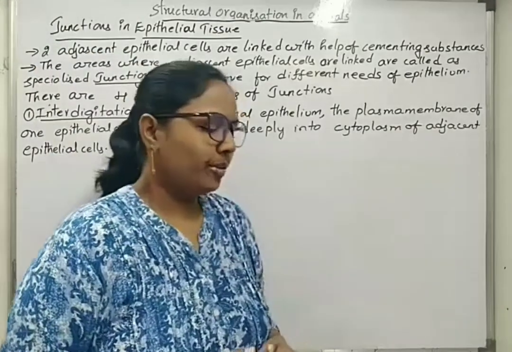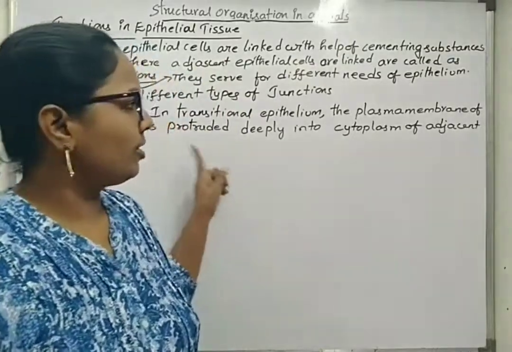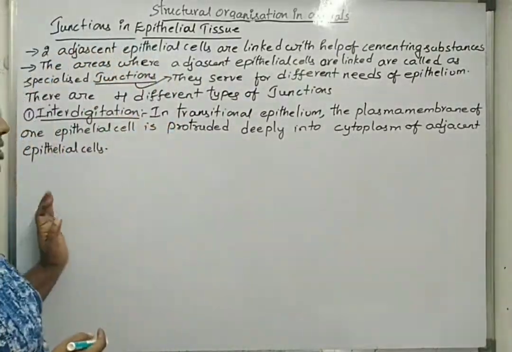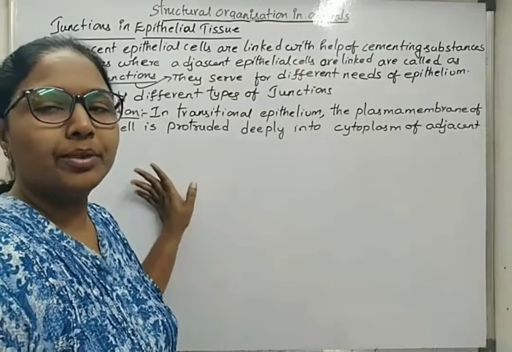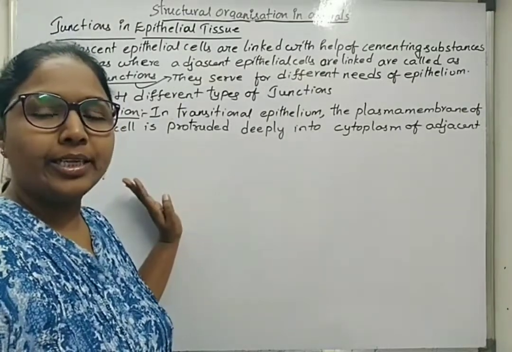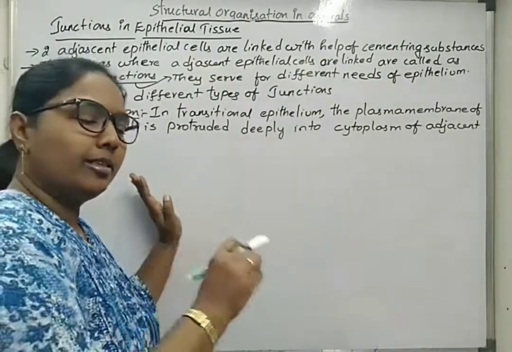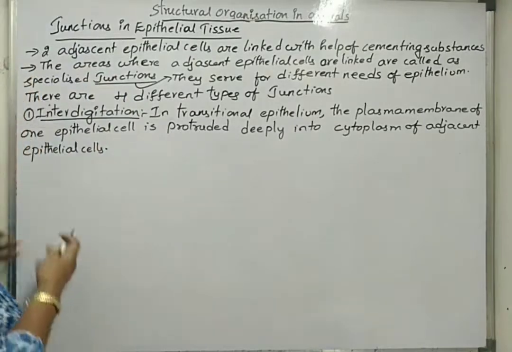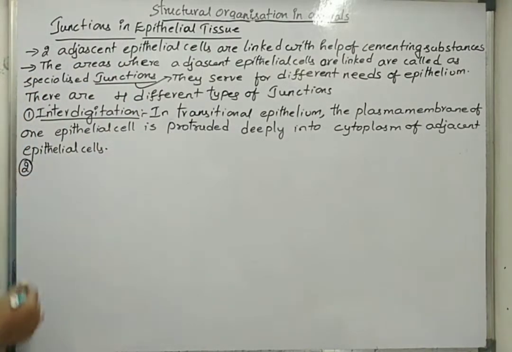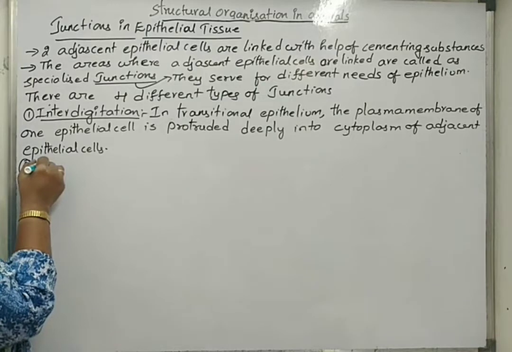So, such type of junctions or links are said as interdigitation, means plasma membrane of one epithelial cell is in-depth protruded into cytoplasm of the adjacent epithelial cells. Second one, adhesions or desmosomes.